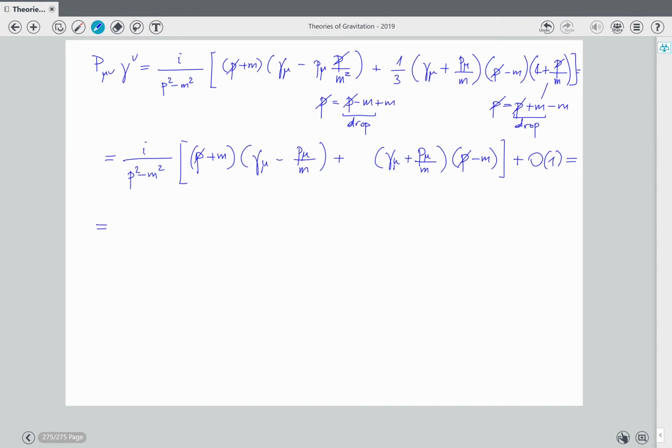Now, I divided by p squared minus m squared. Let's see what we get there. Let's check p slash gamma mu plus gamma mu p slash. We can use this is an anti-commutator for those two terms. So this one plus this one. And we use the Dirac algebra, flat space.